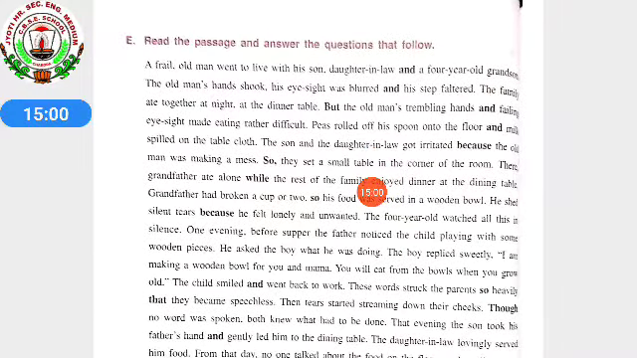Read the passage and answer the questions that follow. A frail old man went to live with his son, daughter in law, and a 4-year-old grandson. The old man's hands shook, his eyesight was blurred, and his step faltered. The family ate together at night at the dinner table, but the old man's trembling hands and failing eyesight made eating rather difficult. Peas rolled off his spoon onto the floor and milk spilled on the tablecloth.